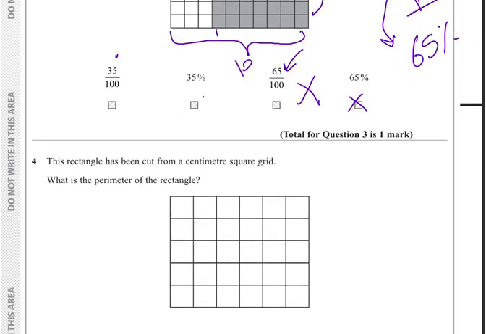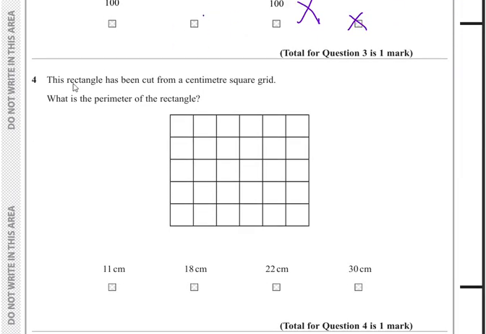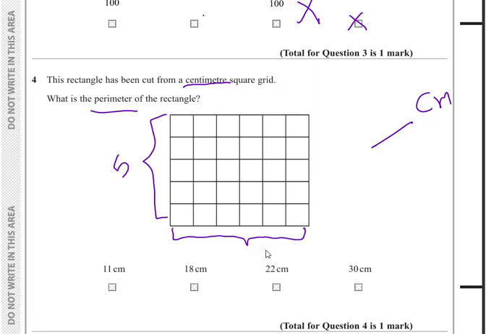All right, moving on. Question 4. This is a rectangle. We want to find the perimeter, and be aware that here it's in centimeters. That means the answer must be in centimeters. On the side here, we have 1, 2, 3, 4, 5. That means we have 5 on this side. And we have 1, 2, 3, 4, 5, 6. That means we have 6 at the bottom.